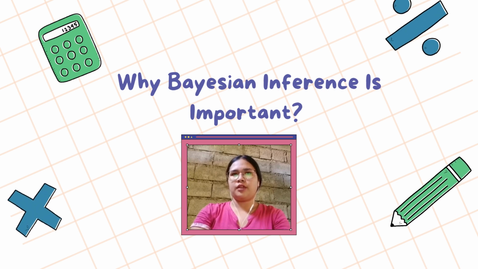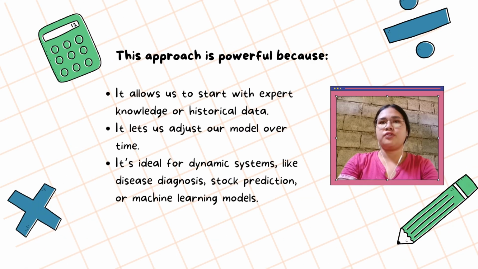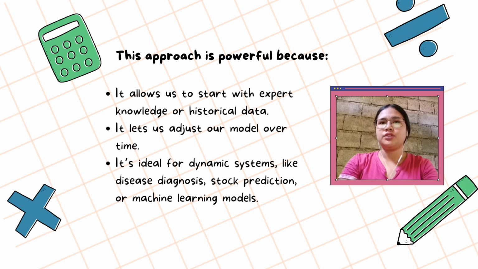Why is Bayesian inference important? It is especially useful in uncertain or incomplete situations, which is almost everything in the real world. Unlike traditional methods, Bayesian inference doesn't just give a yes or no answer. It tells us how confident we should be and updates that confidence as new data comes in. This approach is powerful because, first, it allows us to start with expert knowledge or historical data. Second, it lets us adjust our model over time. Last, it's ideal for dynamic systems like disease diagnosis, stock predictions, or machine learning models. So in short, it makes our decision making more flexible and adaptive.